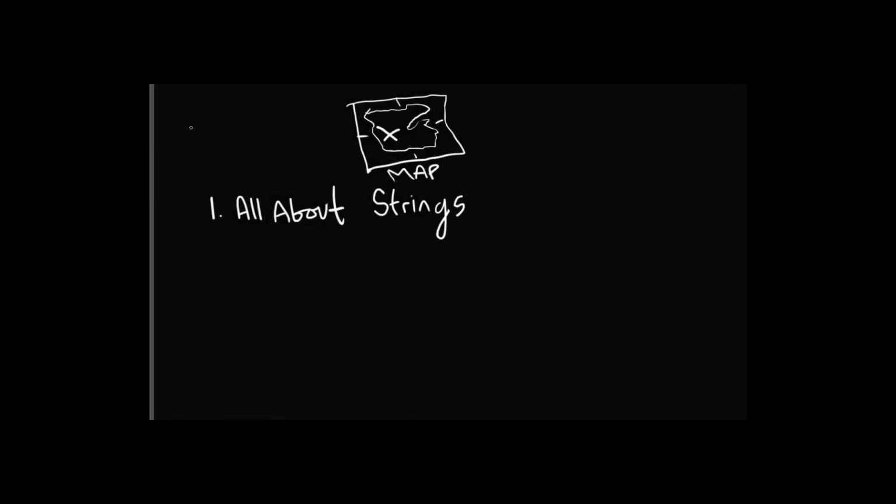Alright, so let's go over a roadmap of what we're going to cover in this course. First, in the chapter on all about strings, we're going to learn about strings. What are they? How do you define one? What makes a string different than a number? Where can you use strings, etc. We're going to cover quite a bit of stuff, so it should be an interesting chapter.